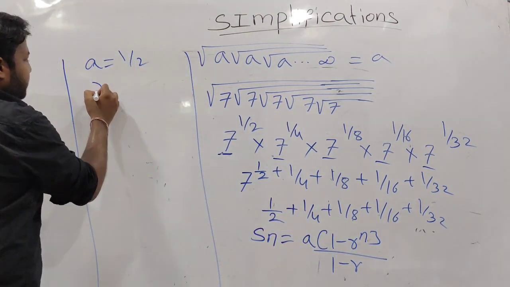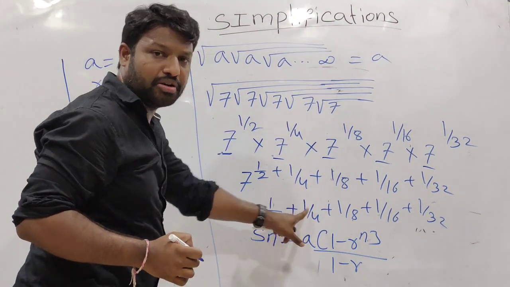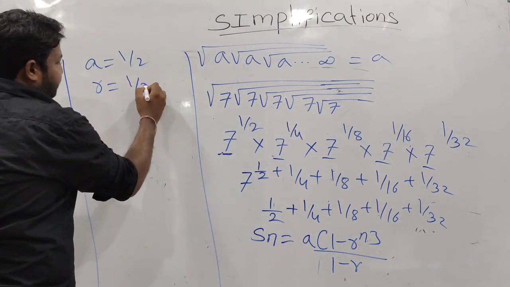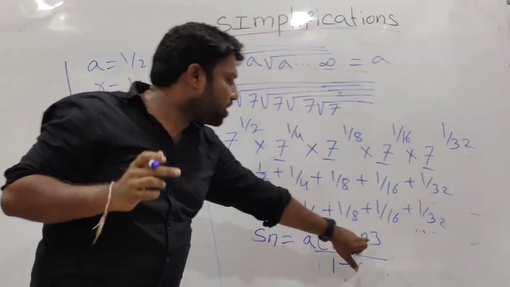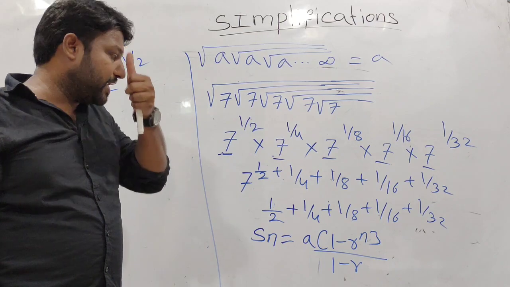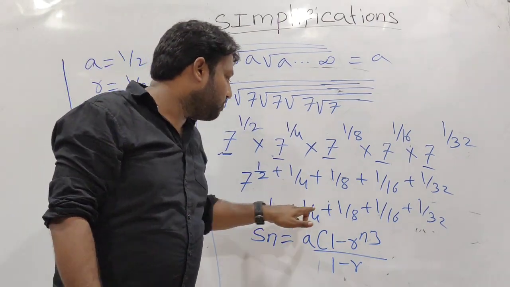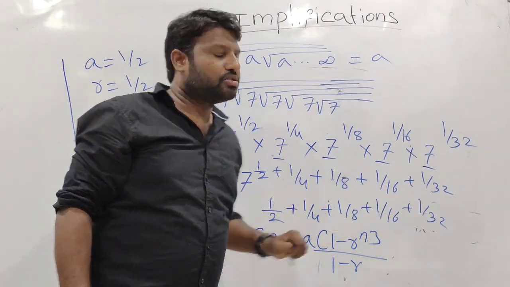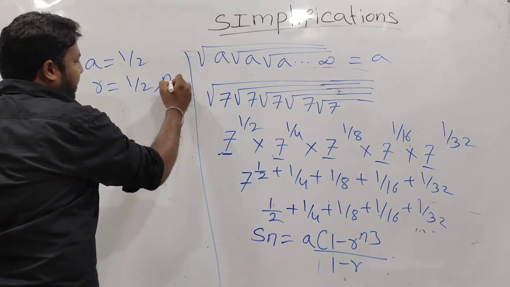R is a common ratio. So common ratio is 1/4 by 1/2. How much are you getting? 1/2. R also you are getting 1/2. Next, what is N? N is the number of terms. N అంటే ఏంటంటే number of terms. Terms ఎన్ని ఉన్నాయి? 1 2 3 4 5. So N is the number of terms. N is nothing but 5.